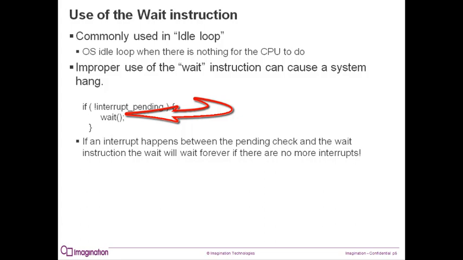Your interrupt code will process the interrupt and return to a point that the wait instruction is being called. If the interrupt you just processed was the interrupt you were waiting for, the CPU could wait forever or until the system gets another interrupt. This is not what you want your system to do.